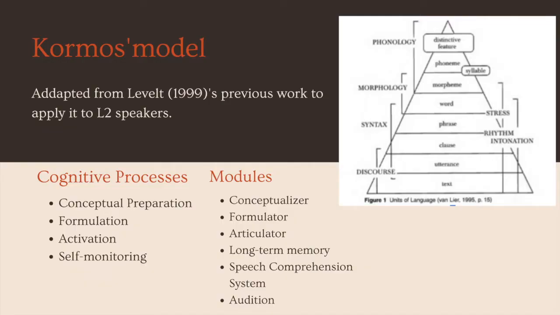The model proposed by Kormos is an explanation of the cognitive processes involved in L1 and L2 speech production. It is an adaptation of Levelt's previous work, which focused particularly on L1. The model consists of four main stages. First, there's conceptual preparation, which occurs in the conceptualizer, and is where speech production begins and the topic is chosen regarding the background knowledge. The more background knowledge about a topic, the more choices you have to deliver the message correctly in the way it is intended.